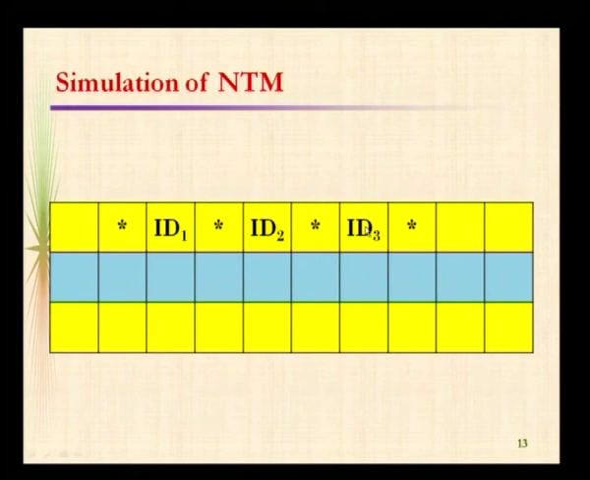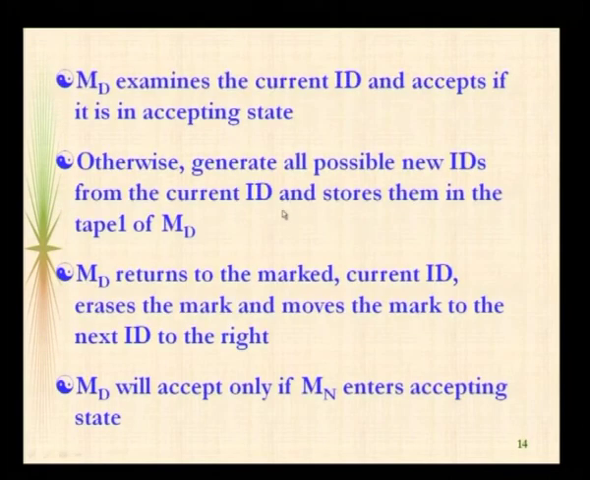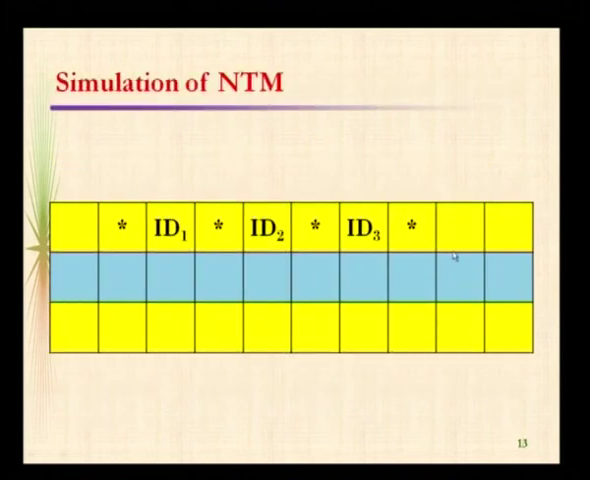If it is going to be an accepting ID, immediately we can say that the string has been accepted. So it is the description here, where MD is examining the current ID and accepts if it is in the accepting state, and if it is not, you generate all possible new instantaneous descriptions from the current ID, and store them into tape 1 of the MD. That is the deterministic version. This is actually the tape of the deterministic Turing machine version whose IDs are currently generated from the non-deterministic version.